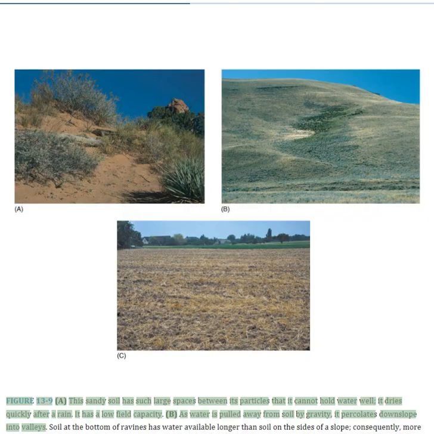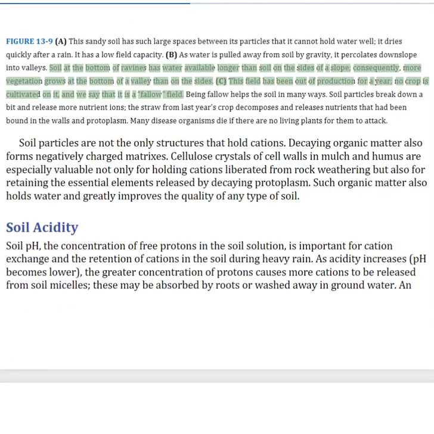Figure 13.9. The sandy soil has such large spaces between its particles that it cannot hold water well. It dries quickly after a rain. It has a low field capacity. As water is pulled away from soil by gravity, it percolates downslope into valleys. Soil at the bottom of ravines has water available longer than soil on the sides of a slope. Consequently, more vegetation grows at the bottom of a valley than on the sides.